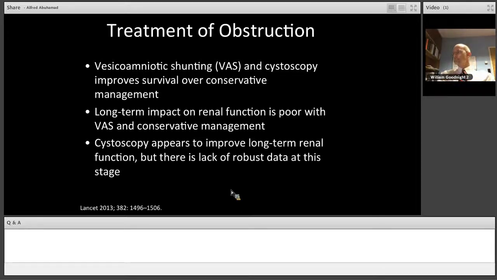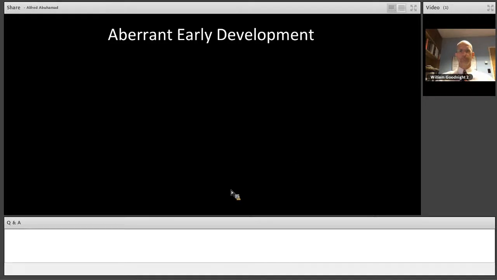Long-term impact on renal function is still poor with the vesicoamniotic shunt or with conservative management, and a substantial number of those children will end up on dialysis or on the renal transplant list. And there is some evidence today, at least by the two studies that I've shown you, that cystoscopy appears to improve long-term renal function. But I would recommend that we get more robust data before we jump on this and start doing cystoscopies on all those patients.